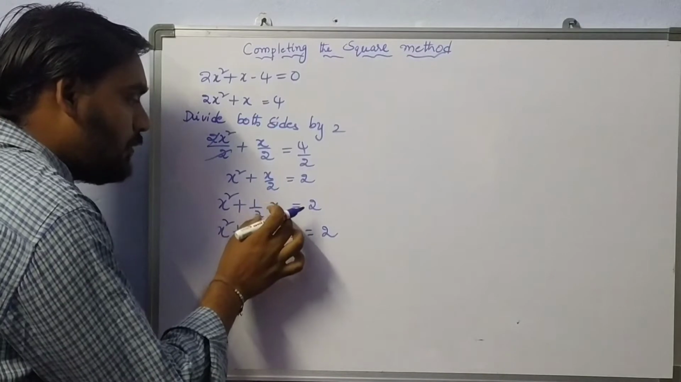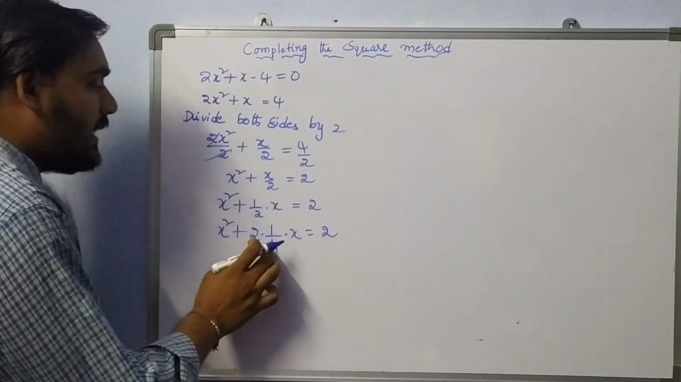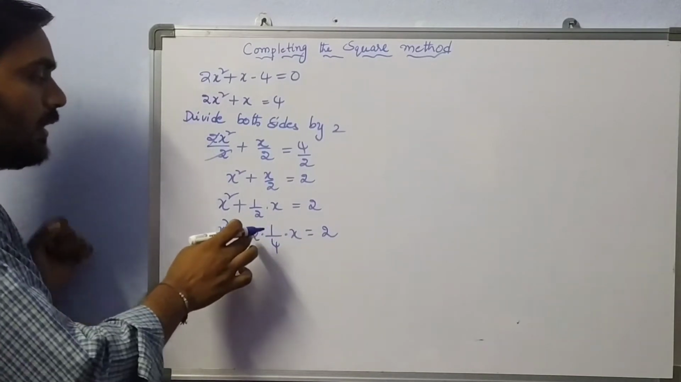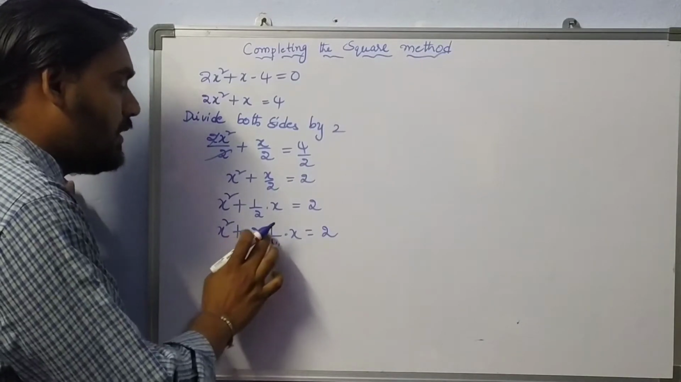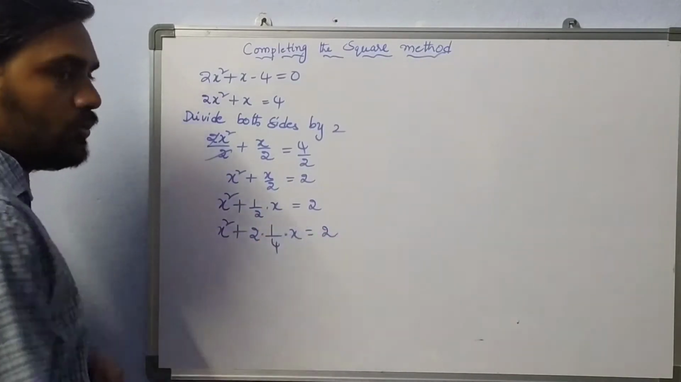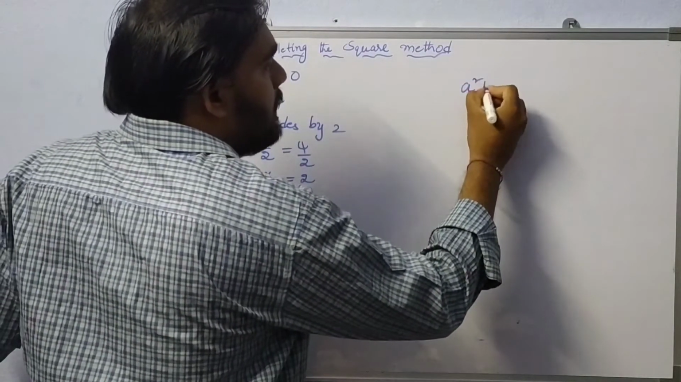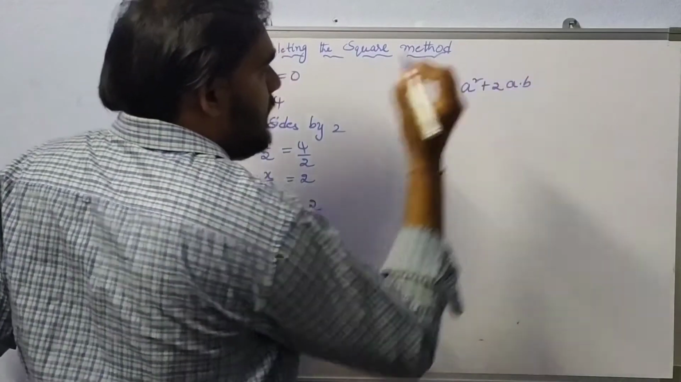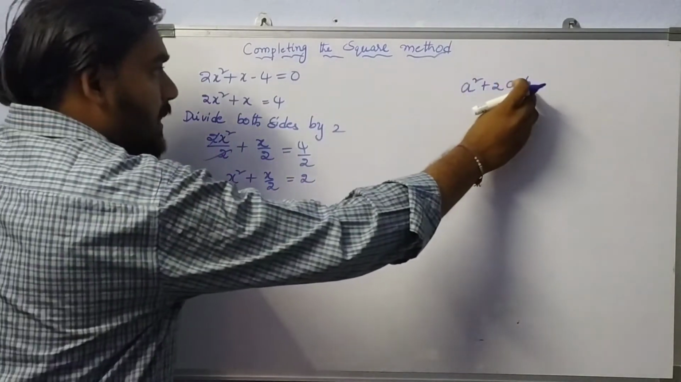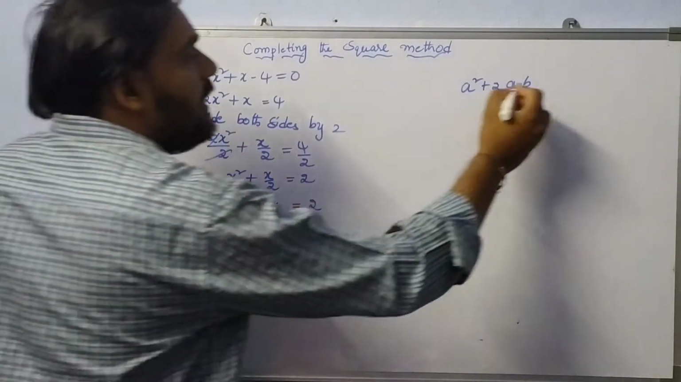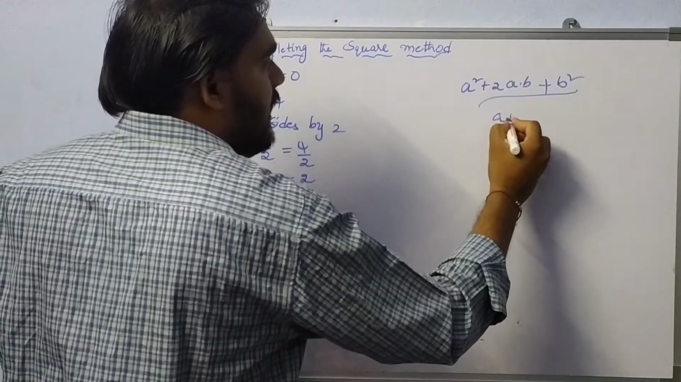See here, 1 by 2 into x, I have written as 2 into 1 by 4 into x. How could I write this one? I multiplied with 2 as well as divided with 2. At that time we will get 2 into 1 by 4 x is equal to 2. Now it is in the form of a square plus 2ab. See here, a is nothing but x, b is nothing but 1 by 4. If I add plus b square, then automatically this will be a plus b whole square.